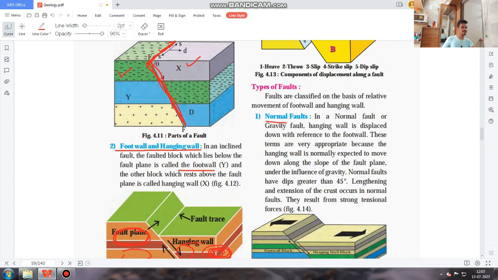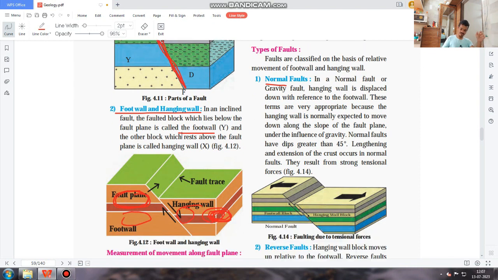Types of faults. There are many faults, there are 5 types of fault. First is normal fault. Basically, the hanging wall is displaced down with reference to the footwall. You see, the hanging wall is down with respect to the footwall.